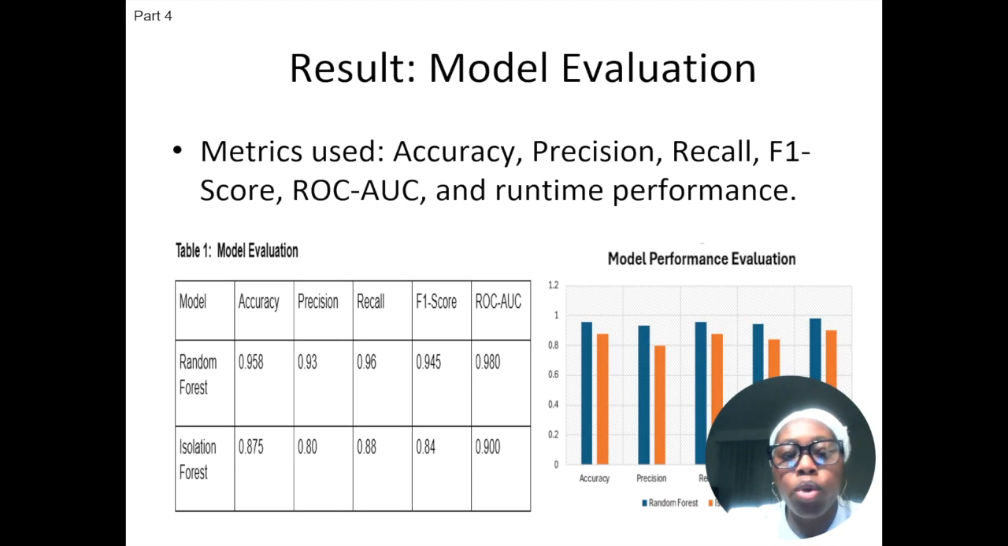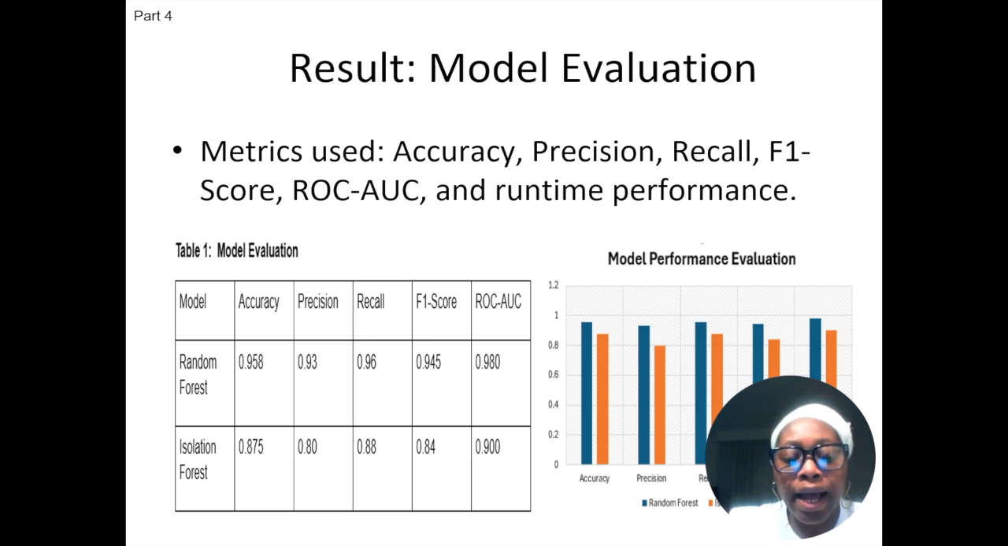For the results of our study, we adopted metrics such as accuracy, precision, recall, F1 score, the AUC, and also the runtime. We found that random forest, which is a supervised model, performed better than its counterpart, the isolation forest, which is an unsupervised model.